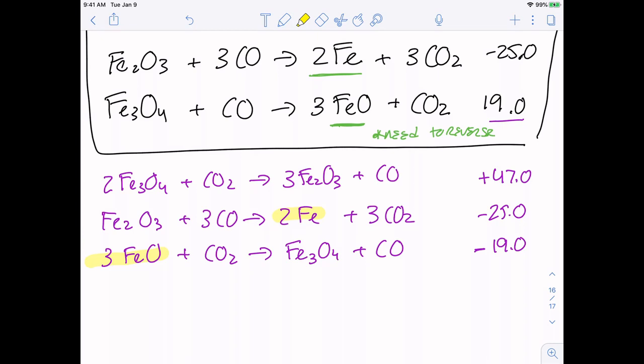So what you can start doing, and I'm not going to do it this way, is I could take the bottom reaction, divide everything by 3 to get the 1 iron 2 oxide. I could take my middle equation, divide everything by 2 to get the 1 iron, and then hopefully add it up.